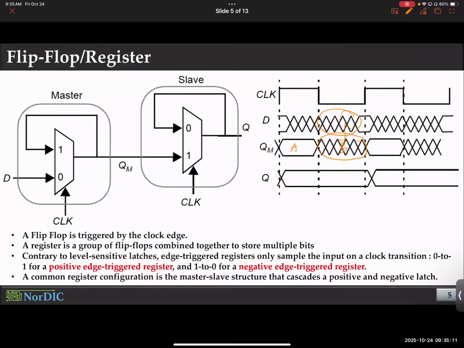But when the latch became transparent, it kept changing with the input, don't you think? So the output is not stable. When it is transparent, it is following the input blindly. It's just doing whatever the input is doing. If the input keeps changing, your output will keep changing. It will not be stable.